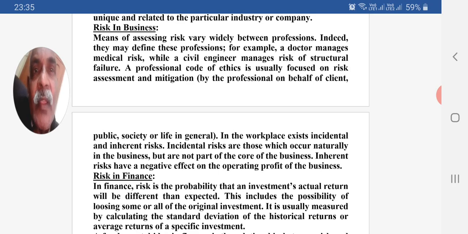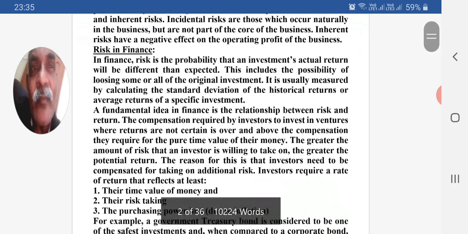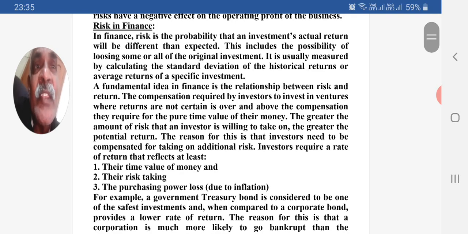Now, risk in finance. In finance, risk is the probability that an investor's actual return will be different from the expected return. This includes the possibility of losing some or all of the original investment. You may lose the whole investment or may lose part of the investment. So possibility may be anything. It is usually measured by calculating the standard deviation of the historical return or average return of a specific investment.